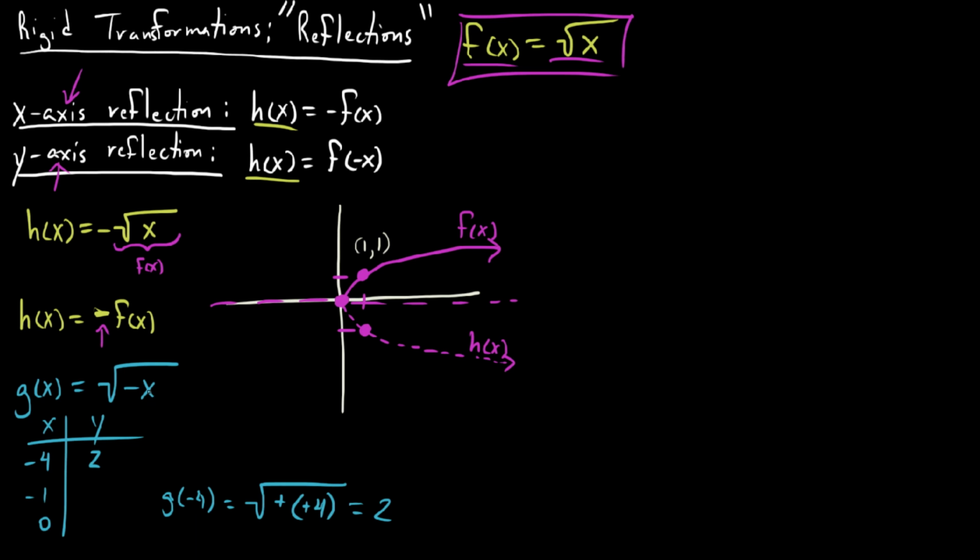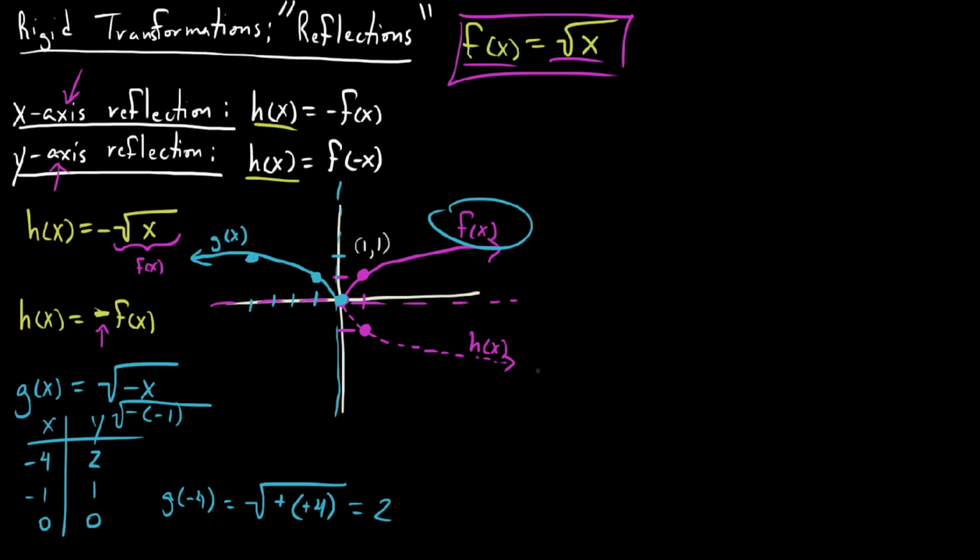Likewise, if we plugged in negative 1, the root of that would be the root of 1. We have 1. We have 0 here. So plotting these points, we say 0, 0, negative 1, comma 1, and negative 4, comma 2. I'm kind of sketching this in here. But really what I wanted you to notice was this. This is no more than the original f of x function, but reflected about the y-axis.